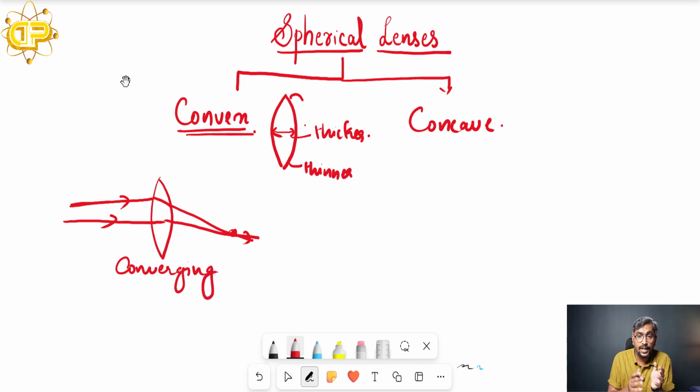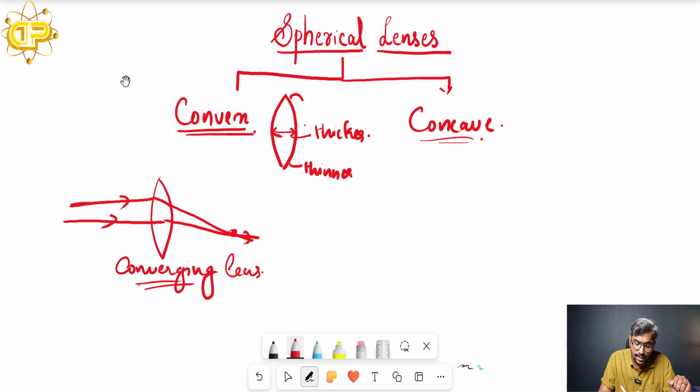In the previous case of the mirror, it was just the opposite. A convex mirror is a diverging mirror and a concave mirror is a converging mirror. But in the case of lens, it is just opposite. A convex lens becomes a converging lens, and the concave lens we will come to right now.